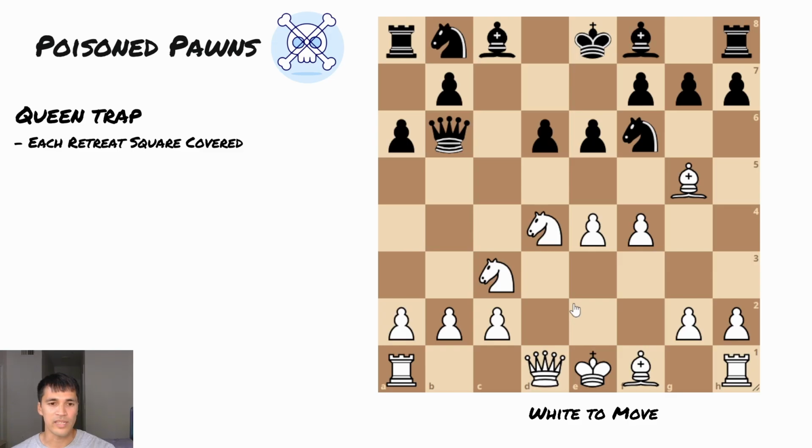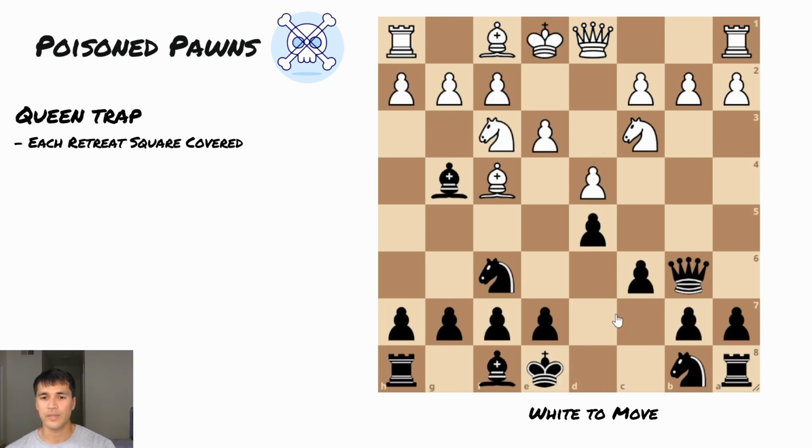white sets the trap on black by playing a3. This is now a poison pawn on b2. So let's see that trap again, because it happens all the time. Here's another position, very similar to the last one, where white is going to play their pawn to a3. So white is setting a trap for black by making b2 a poison pawn.